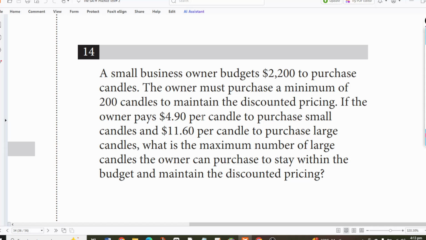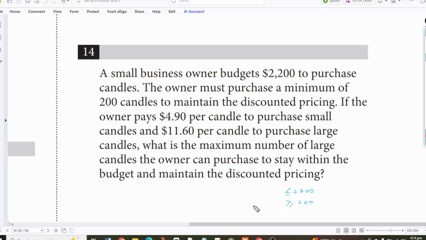Okay, if the owner pays $4.9 per candle to purchase small candles and $11.6 per candle to purchase large candles, what's the maximum number of large candles the owner can purchase to stay within the budget and maintain the discounted price? So you need to find out the maximum number of large candles, okay? So what we have, the budget is 2200, so it should be less than or equal to 2200, and the number of candles should be greater than or equal to 200.